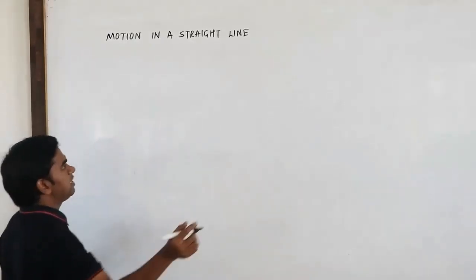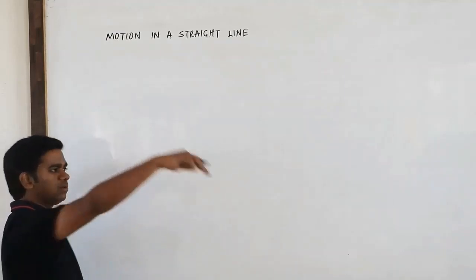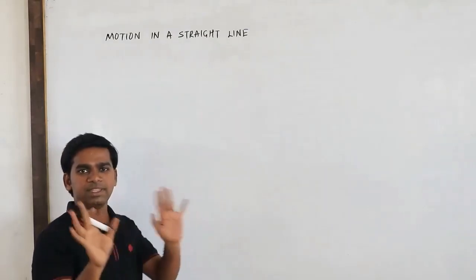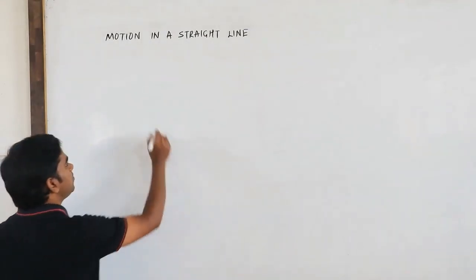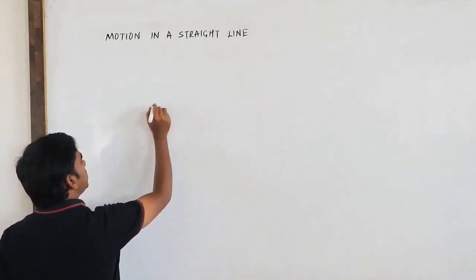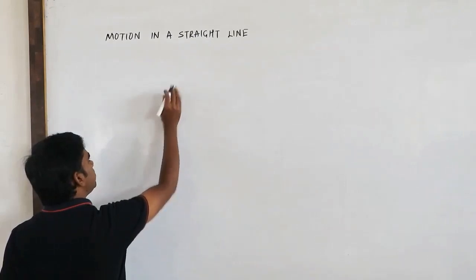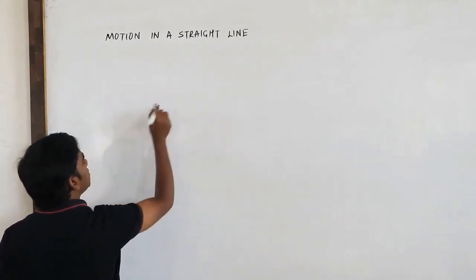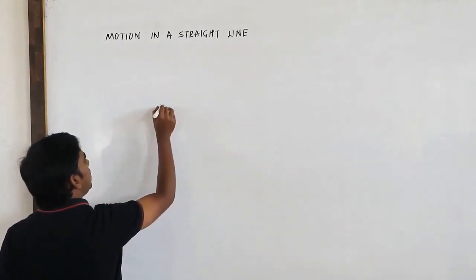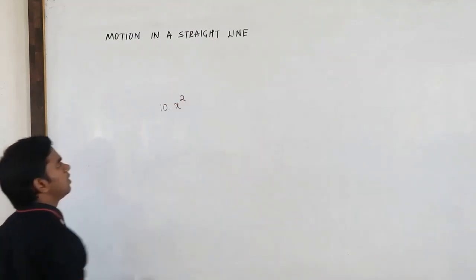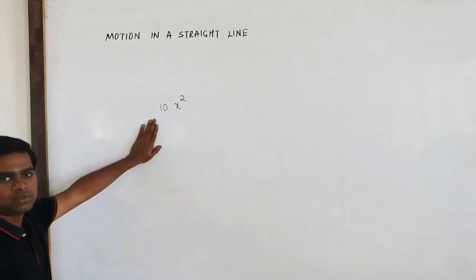I will take a few more examples of differentiation, then we will go on to our Gaussian straight line. Whatever we are doing now is purely mathematics. Suppose you are having 10 into x raised to 2. If you differentiate this one, what will happen?